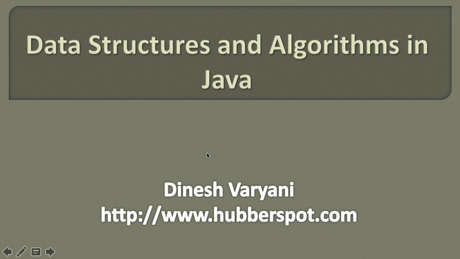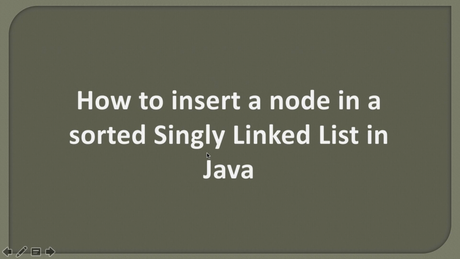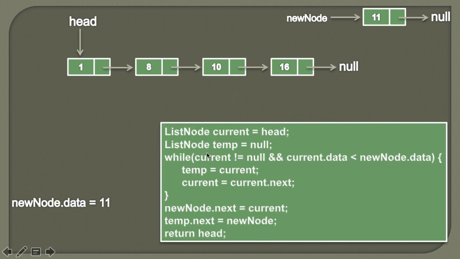Friends, in this tutorial we will discuss how to insert a node in a sorted singly linked list in Java. So friends, let's suppose we are given a sorted singly linked list having 4 nodes, say 1, 8, 10 and 16. And suppose we want to add a node having data as 11 to it. Friends, here we want to insert this node in such a way that the sorting order is maintained in the linked list.